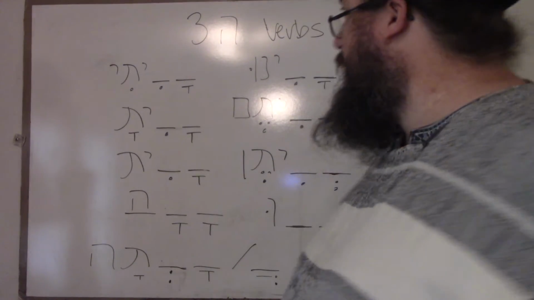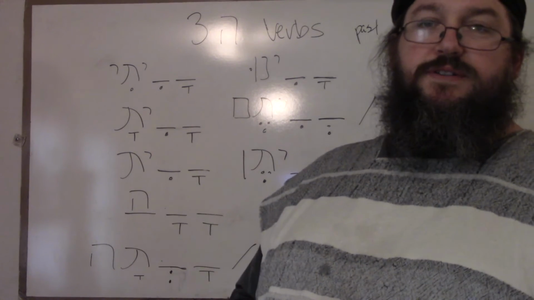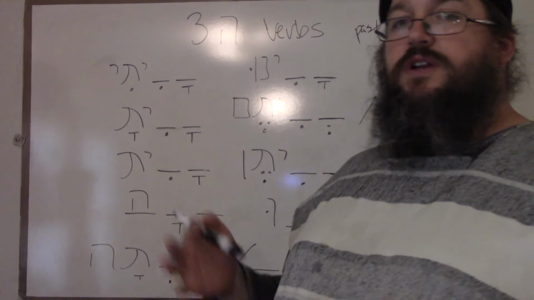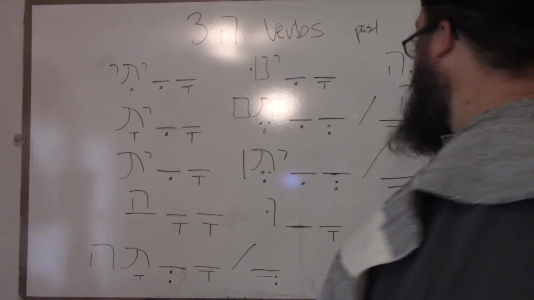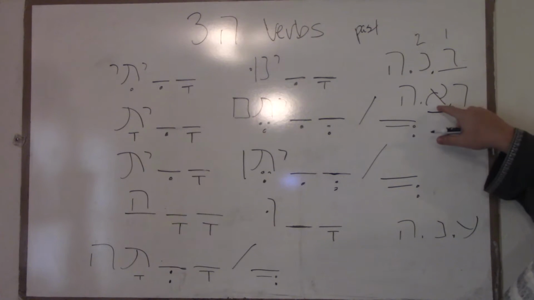Shalom, welcome back. Now we're going to be focusing on third hay verbs in the past tense, and we're going to focus on a few issues that are going to be taking place. In the actual verb form that we utilize in chapter 12, we're looking at resh, aleph, hay.